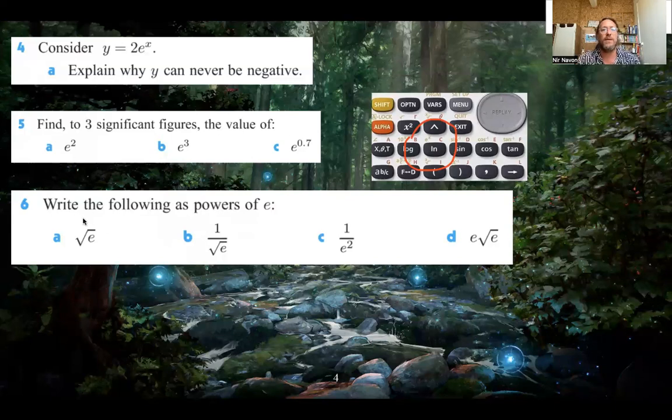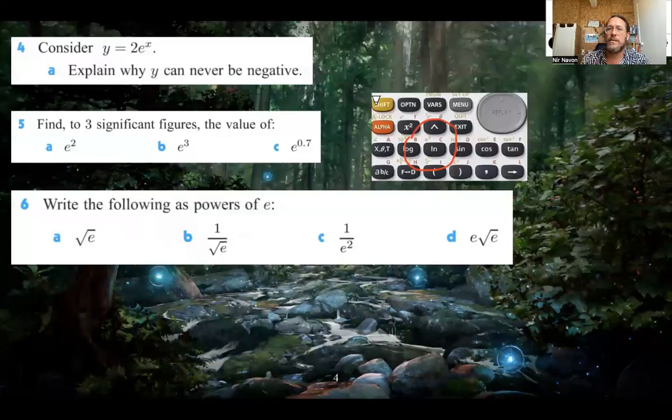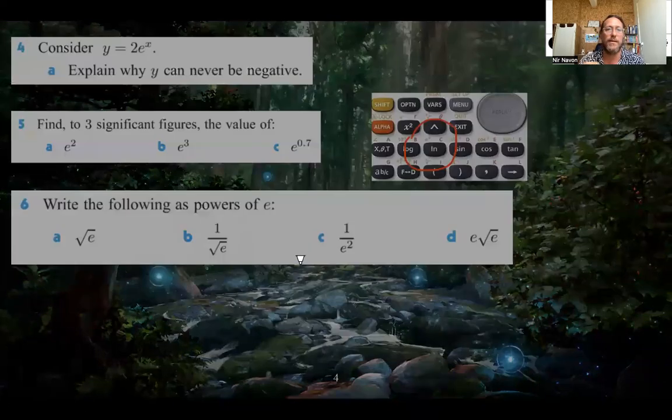Write the following as powers of e. Very important part. Don't miss this. Okay, so this would be e to the power of half. This would be e to the power of minus half. This is e to the power of minus 2. And this is like e to the power of 1 times e to the power of half, which is e to the power of 3 over 2. Do it again. Good luck.